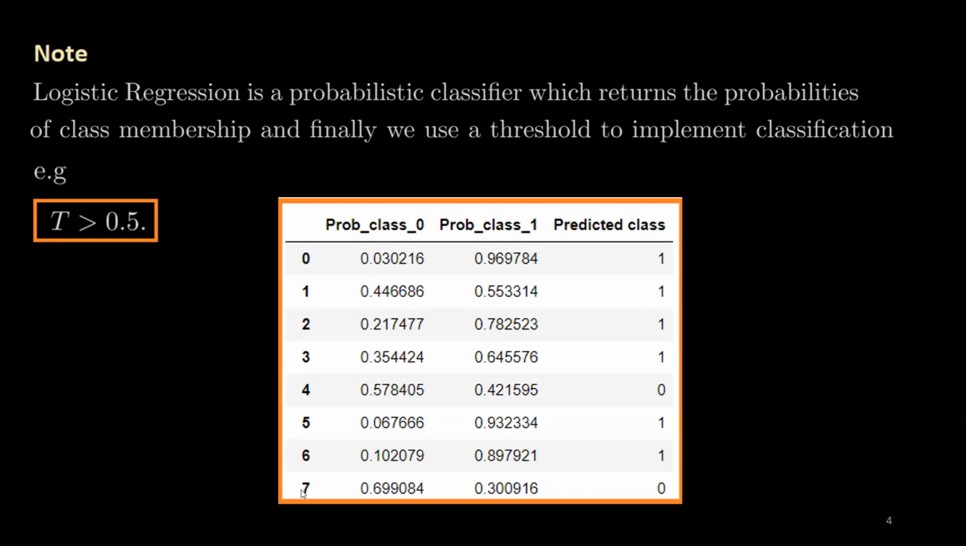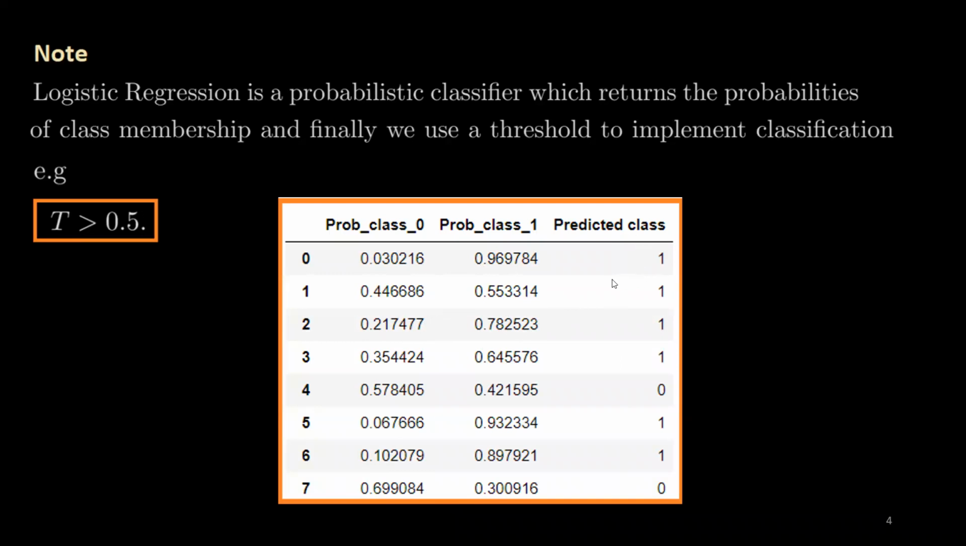Similarly, if we see the last sample, which is our 8th sample, the probability of class 0 is greater than 0.5, so it is high. On the other hand, the probability of class 1 is less than 0.5. Based on our threshold, we have decided that this last sample belongs to class 0. This is the way in which a probabilistic classifier like logistic regression works, and based on the probabilities with respect to classes, we predict the class.